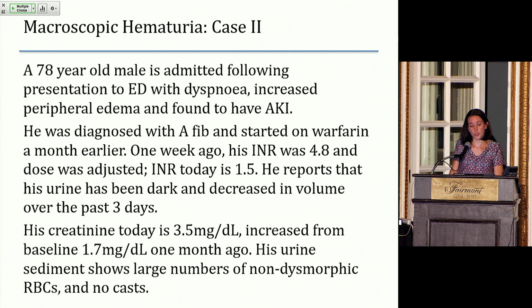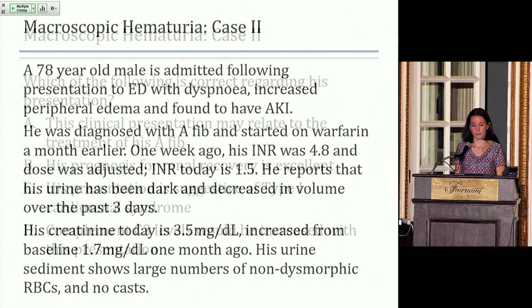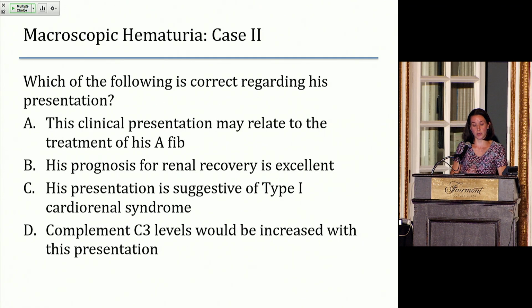We'll go through one or two more cases. So, a 78-year-old male is admitted following presentation with dyspnea, increased edema, and found to have AKI. He was diagnosed with AFib and started on warfarin a month ago. A week ago, his INR was 4.8 and they reduced his dose, and today his INR is 1.5. He reports that his urine is dark and has decreased in volume over the last 3 days. His creatinine today is 3.5, increased from 1.7 a month ago, and his urine shows a lot of non-dysmorphic red cells but no casts. Which of the following is correct regarding his presentation?